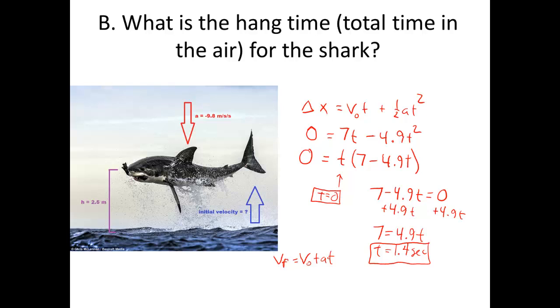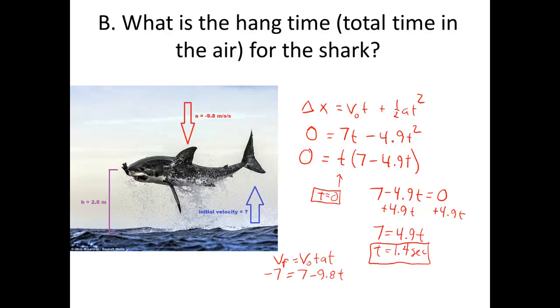If we use the equation shown on the screen and substitute in the initial velocity as positive 7 meters per second, the final velocity as the shark re-enters the water will be negative 7 meters per second, and the acceleration due to gravity as negative 9.8 meters per second squared. Here's what it'll look like. Because I'm running out of space, I've neglected to use units, although I strongly recommend that you use your units and significant figures throughout your calculation.